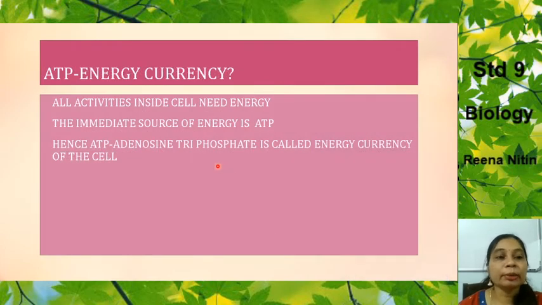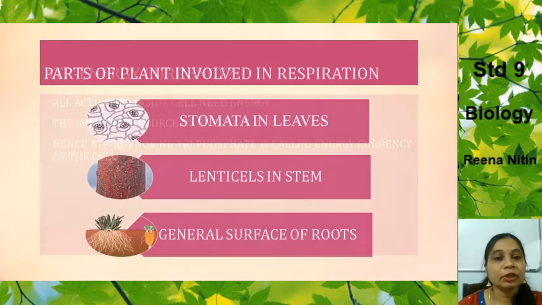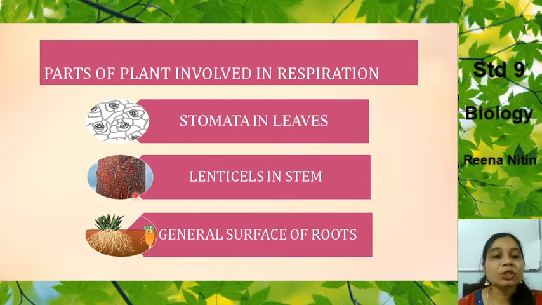Now we move on to the importance of ATP. Why is it called the energy currency of the cell? All activities inside the plant body require energy, and the immediate source of energy is in the form of ATP. That is why ATP, adenosine triphosphate, is rightly called the energy currency of the cell, because whenever it is required, it is readily available. It is already stored over there. So that is why it is known as the energy currency of the cell. A give-reason question can come.